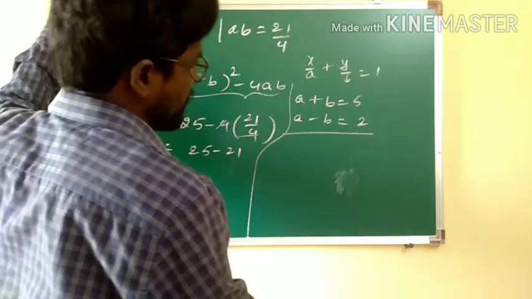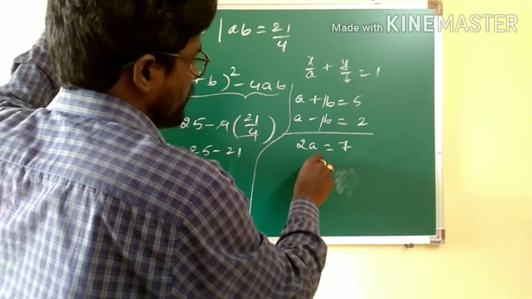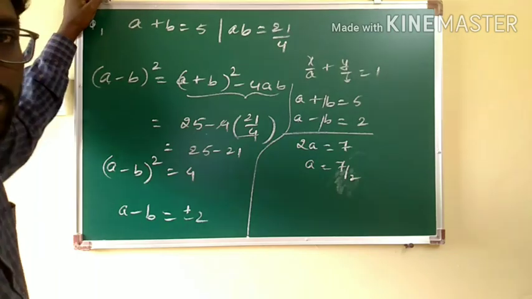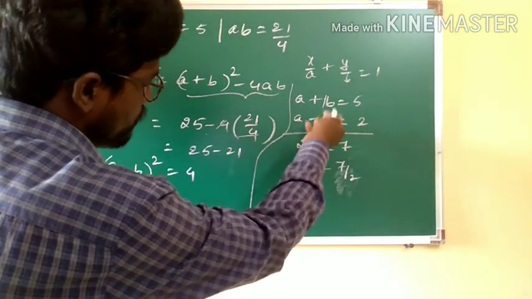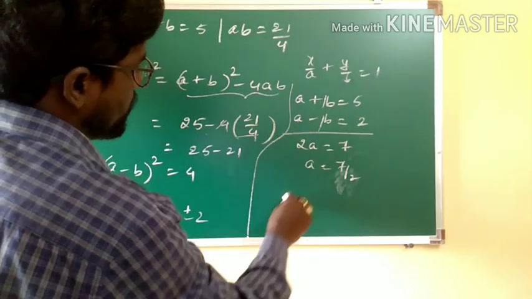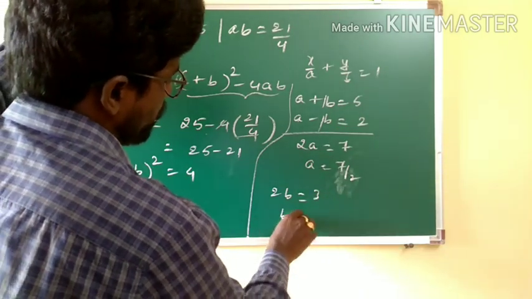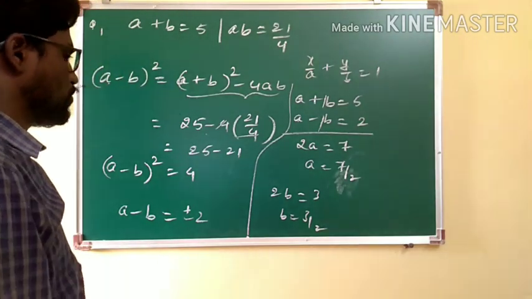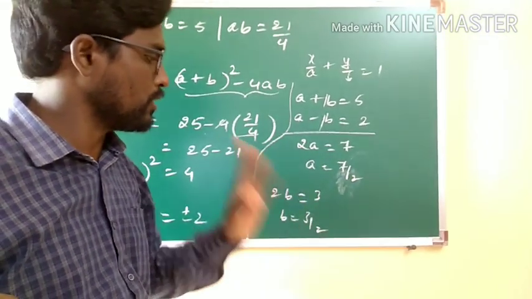Now you already have a plus b equal to 5 and a minus b equal to plus 2. First I am taking case 1. Adding, b and minus b get cancelled, 2a is equal to 7, a is equal to 7 by 2. If you subtract these two, plus a minus a gets cancelled, 2b is equal to 5 minus 2, that is 3, so b is equal to 3 by 2.